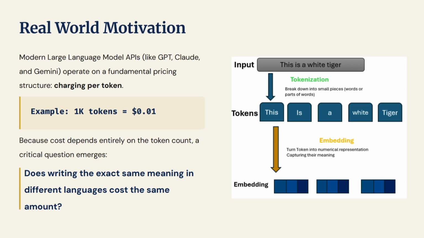This immediately raises a critical question. If I write the exact same meaning in two different languages, do I pay the same amount? The answer, as we will show, is no. And that has serious implications. The diagram on the right illustrates the pipeline. Text comes in, gets broken into tokens, and then those tokens get turned into embeddings. The cost is logged at the tokenization step, before any kind of intelligence is applied.